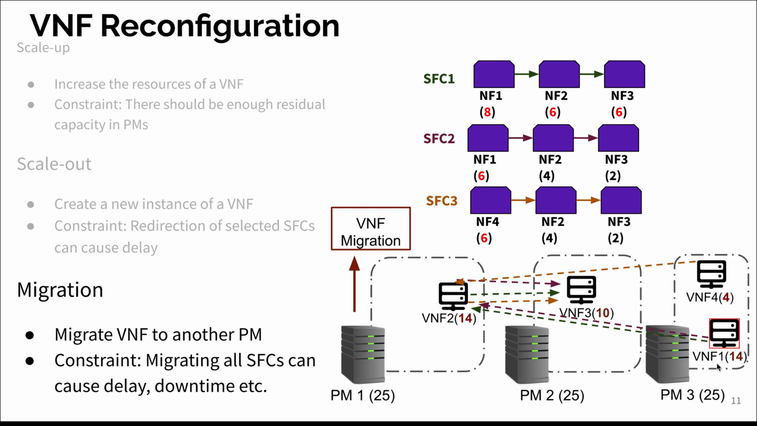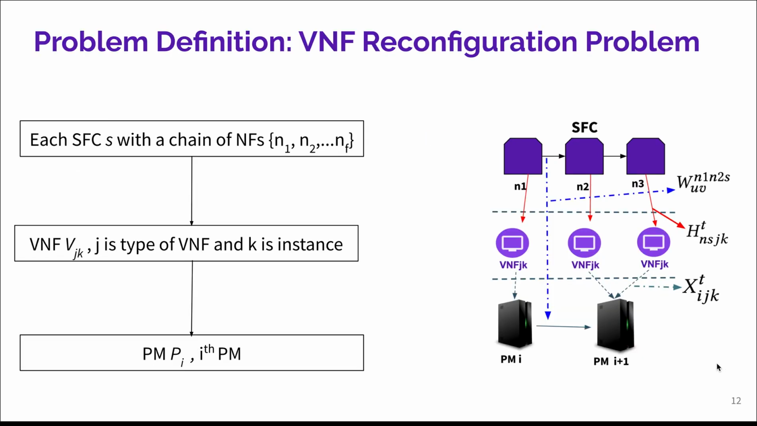So based on some important constraints and the problem that we just explained, let us see our problem definition. In our VNF reconfiguration problem, we have modeled it as a two-level placement problem. In the top level, we try to place the set of network functions from an SFC into VNFs. This placement is determined by a decision variable h, which shows the placement of a network function n belonging to SFC S on the kth instance of a VNF j at time interval t.